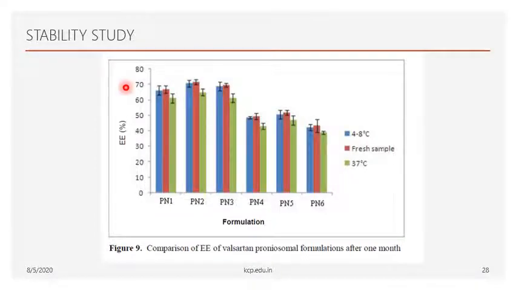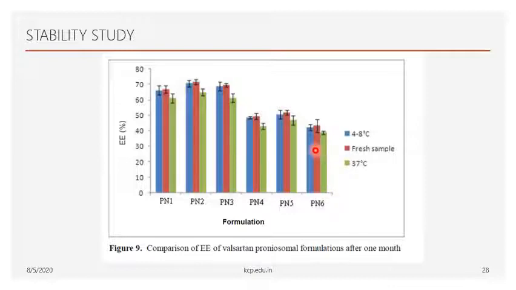And this is the stability study report. In the graphical representation, this blue bar is the drug kept at 4 to 8 degrees Celsius, this green bar denotes 37 degrees Celsius, and in the middle is the freshly prepared sample. It evaluates drug entrapment efficiency. You can see PN2 gives about 70% at 4 to 8 degrees Celsius, and compared to 37 degrees Celsius it gives about 65%. But PN6 gives only 84%.